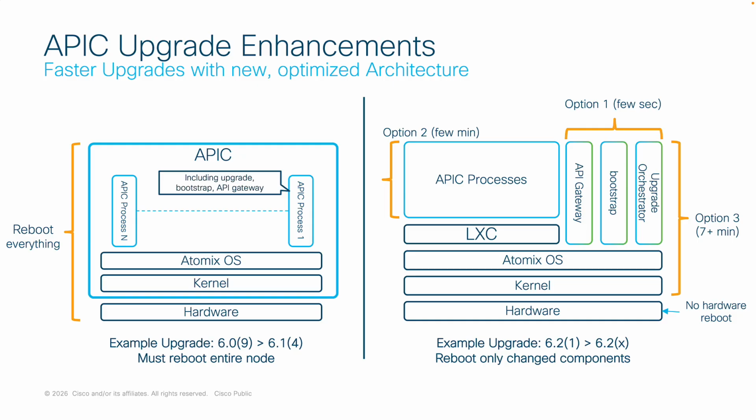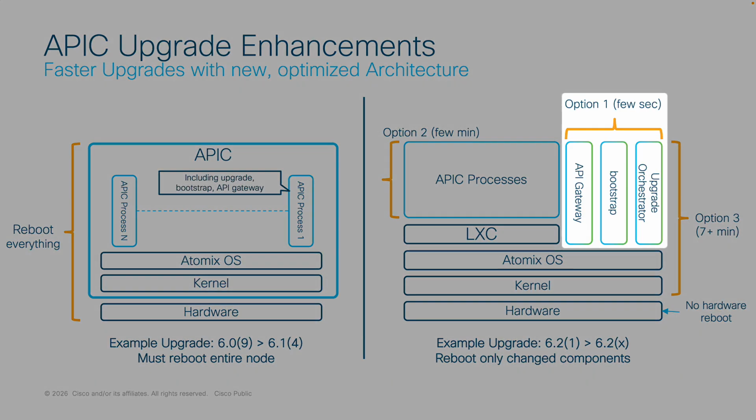And so the result here is once you are in ACI 6.2 something, so 6.2.1, we only need to reboot those components that we change when we upgrade to the next version and the next version beyond. So I've kind of tried to capture some improvements in terms of time. If it is option 1 and we're only touching those few foundational components, restarting those could just be a couple of seconds at most, right? And that's kind of awesome.